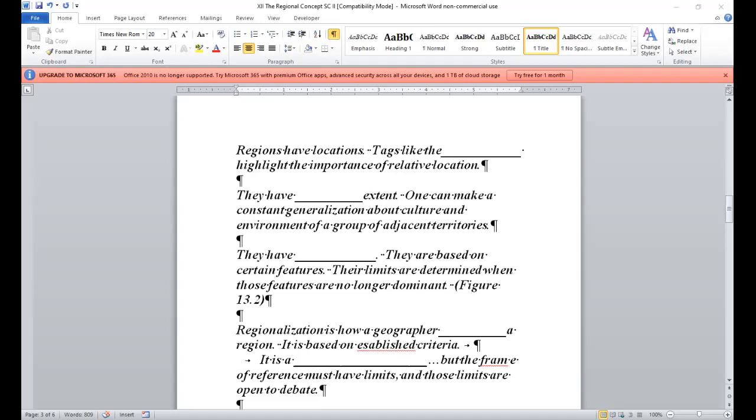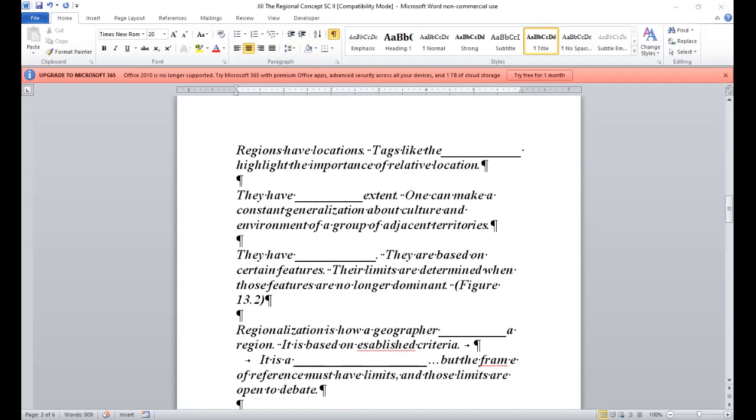Regionalization is how a geographer classifies a region, and it's based on established criteria. So basically a frame of reference. It's a frame of reference, but the frame of reference must have limits, and those limits are open to debate.